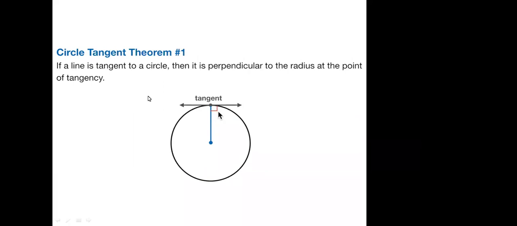So now we have a theorem for circles. This is that if a line is tangent to a circle, then it's perpendicular to the radius at the point of tangency. That means this angle is a right angle, an angle of 90 degrees. The angle between the tangent and the radius that goes to the center of the circle is 90 degrees.